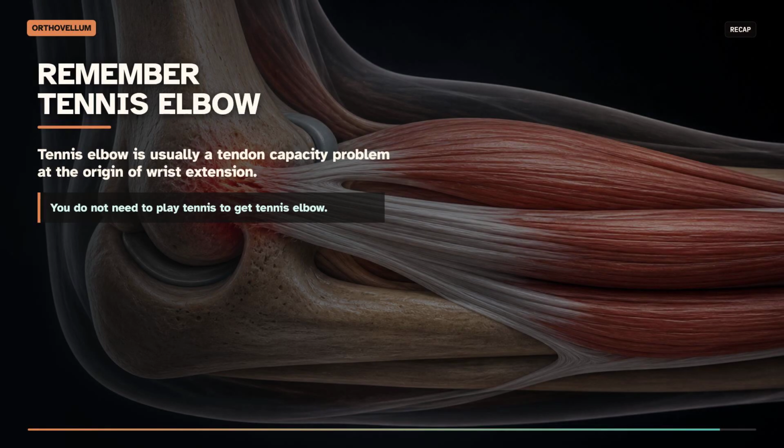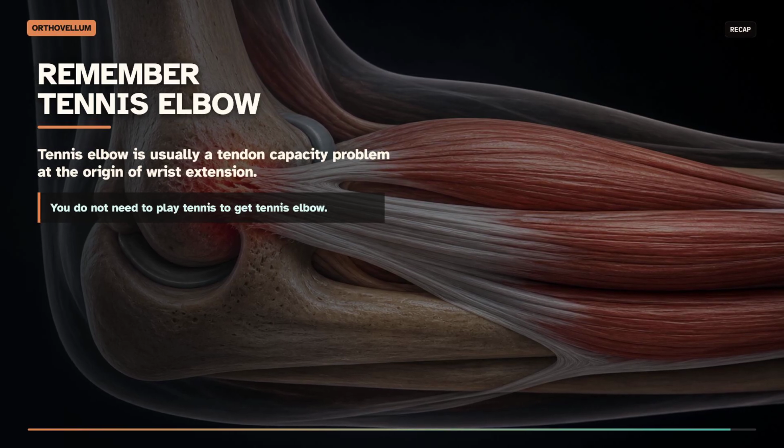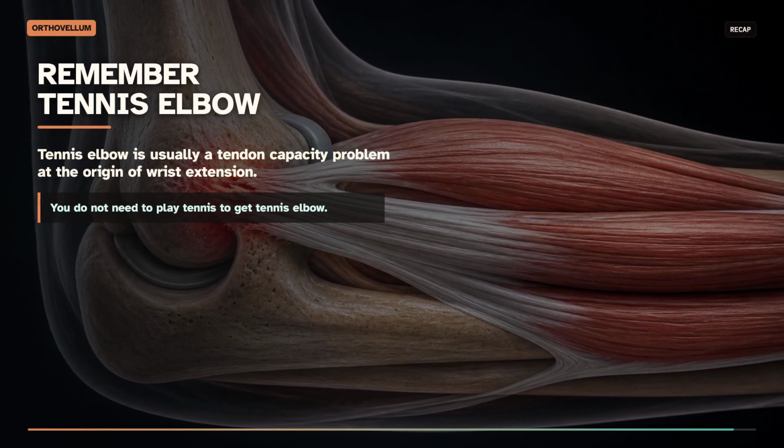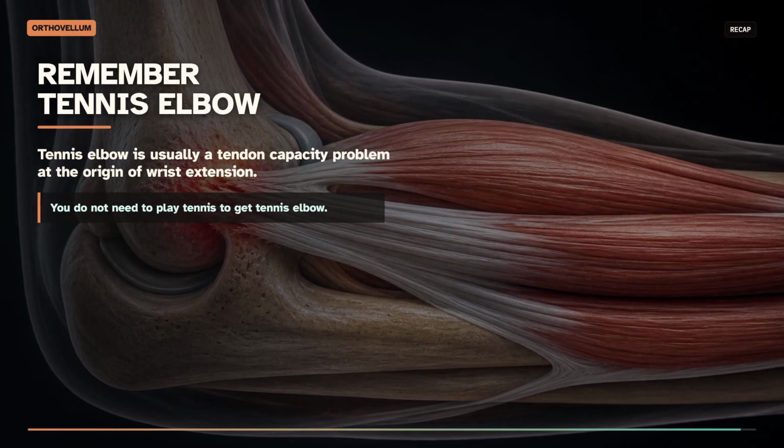The take-home model. Tennis elbow is usually a tendon capacity problem at the origin of wrist extension. If you remember only one thing, remember this. You do not need to play tennis to get tennis elbow.